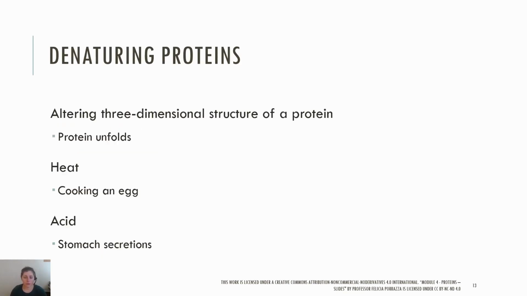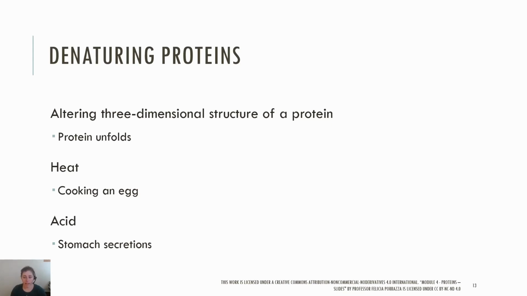The 3-dimensional structure of a protein can be disrupted by changes in the environment, causing the protein to unfold or denature. This results in a loss of structure and function of the protein. The protein is basically turned back into its unstructured string of amino acids. A protein can be denatured due to heat or acid.